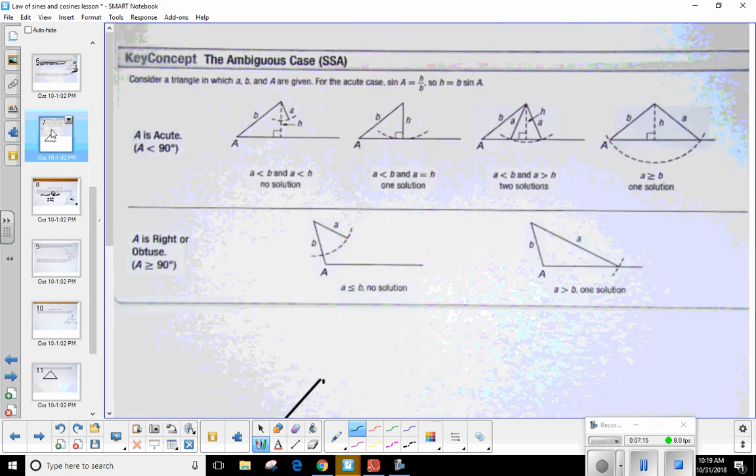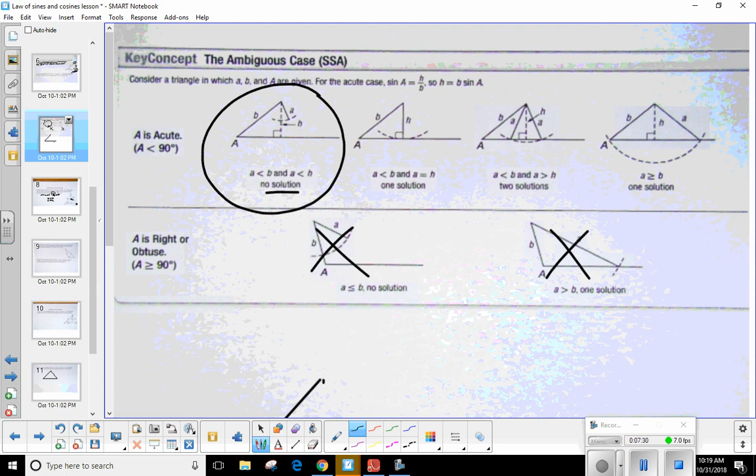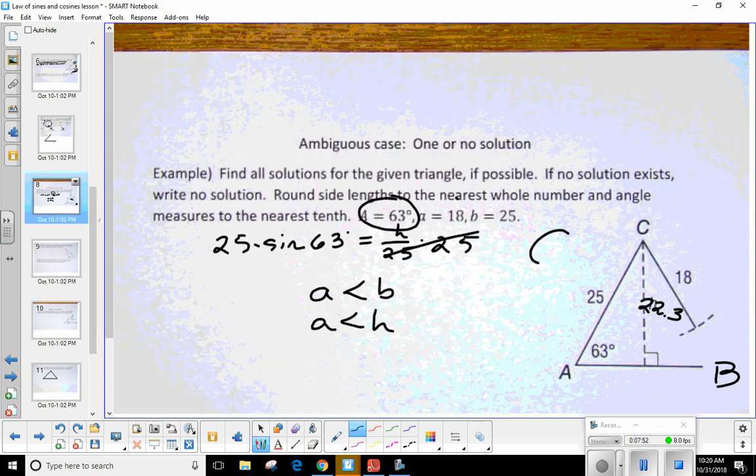So using this information, I come on over here to the table. We know we're in the top row because we're acute. So what happens when A is less than B and A is less than H? You'll notice the only one that fits both is right here. So that means that no triangle can exist with those measurements. Now, if A had been less than B and A equaled H, well, you'd have only one triangle. If A was less than B but greater than the height, that's when you're going to get two solutions. So that's what the table is for. It just helps you distinguish between what's going on. So I'm going to come back over here and put no solution. It can't happen.